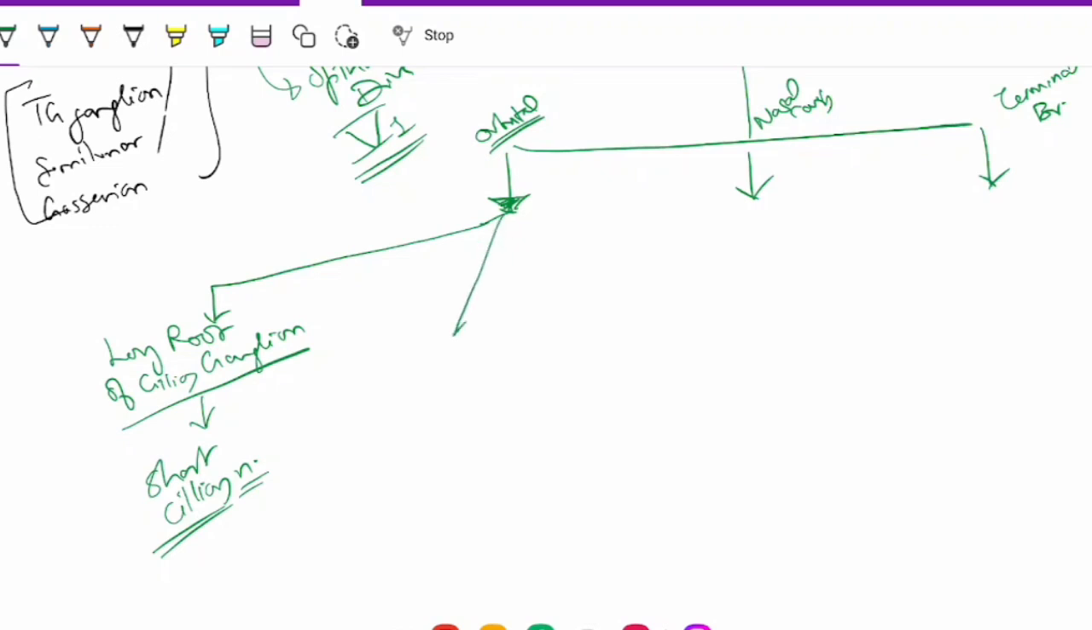Now we'll talk about the long ciliary nerve. If there is a short ciliary, there should be a long ciliary also. Long ciliary is nothing but the sympathetic supply. Sympathetic supply of the eyeball.